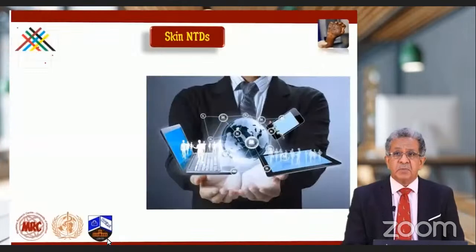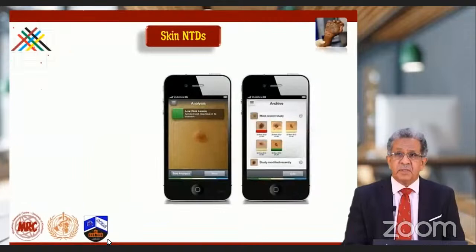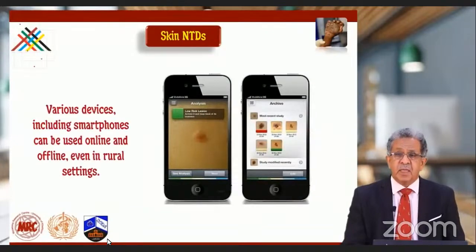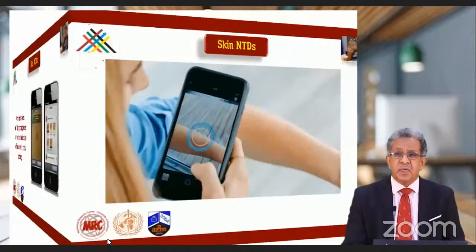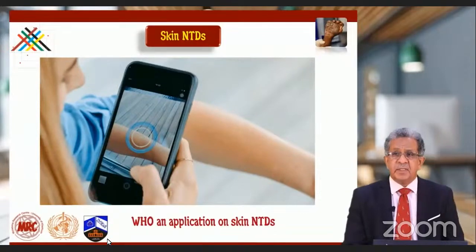Technology now is mushrooming, and it can be used to detect and to diagnose skin entities at an early stage, where the outcome will be more favorable. Various technological devices, including smartphones and mobiles, can be used either online or offline, even in rural areas, to collect data for early case detection and management of patients. One of the good news, now the WHO has invented applications on skin entities diagnosis, and that can be very helpful in the early case detection and management of these patients.